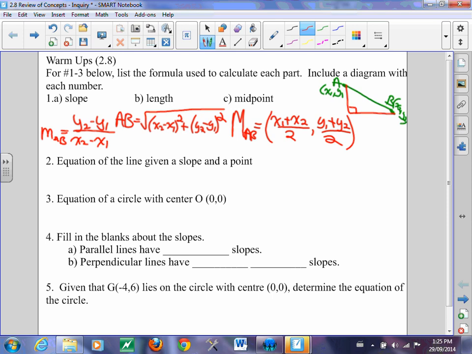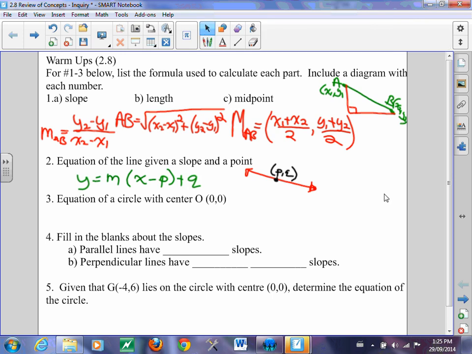All right, number 2, equation of the line given slope and a point. So that's y equals m times x minus p, plus q. So just think about it, folks. We've got a line. Put arrows on each end. And we have a point somewhere, and this ordered pair is just going to be P and Q, and it's got to be on the line. Obviously your slope is going to be given, and that tells you if it's increasing, decreasing, 0 or undefined.